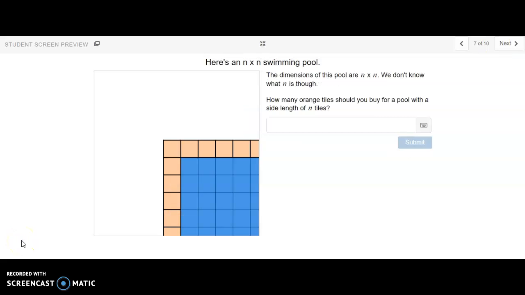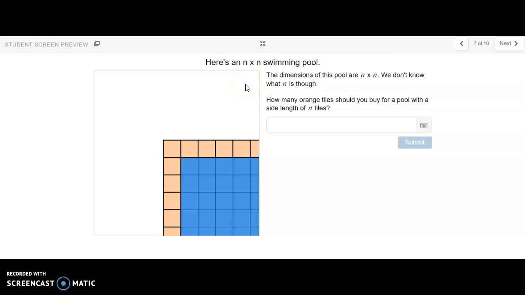So now let's say Bill Gates wanted us to build his pool and figure out how many tiles are going to go around his n size number of pools, okay? Or, you know, Aunt Mary down the street or something. So there is an n times n swimming pool. The dimensions of this pool are n by n. We don't know what n is though. A good example, the ones that we've been dealing with are 10 by 10, 20 by 20. They're both the same number because you can't have a weird odd angled pool.